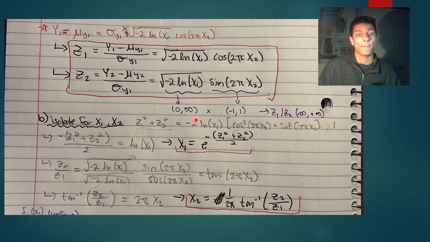So we're just going to divide negative 2 from both sides, and we have ln of x1 is equal to all of this. And in order to isolate x1, we just have to raise both sides to the power of e, or raise e to the power of both sides.